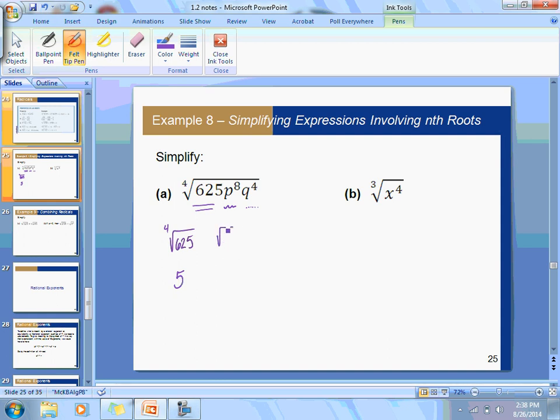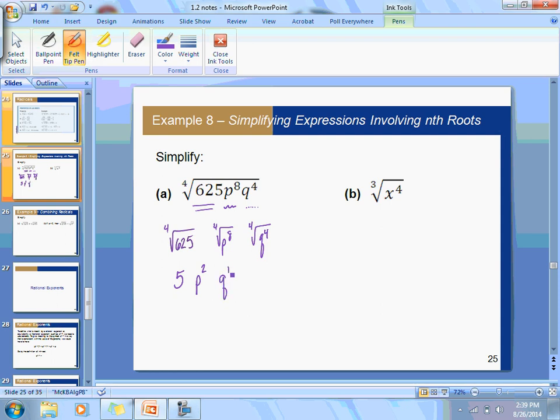And we can take the fourth root of p to the 8th. When you take a fourth root of an exponent, you basically are dividing the exponent by the root that you're taking. So 8 divided by 4 is 2. So you get p squared. And then we also have the fourth root of q to the 4th. So again, we're going to take that exponent 4, and we're going to divide it by the root that we're taking, which is 4. So 4 divided by 4 is 1.